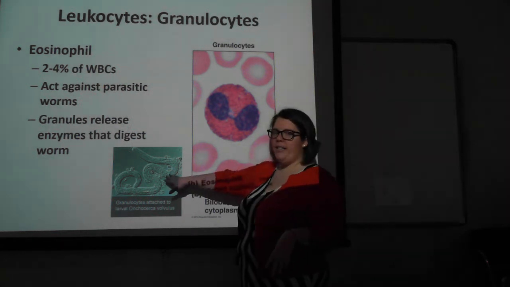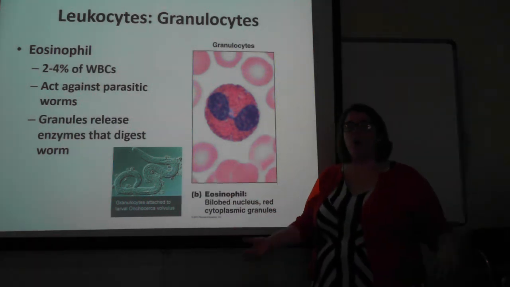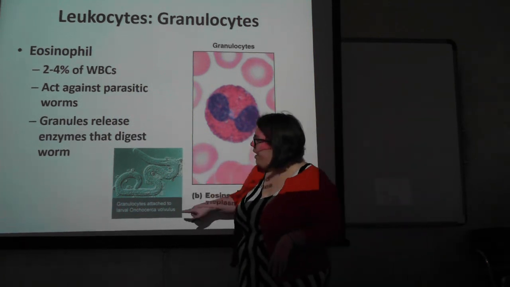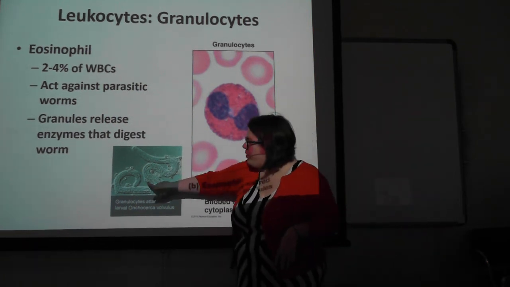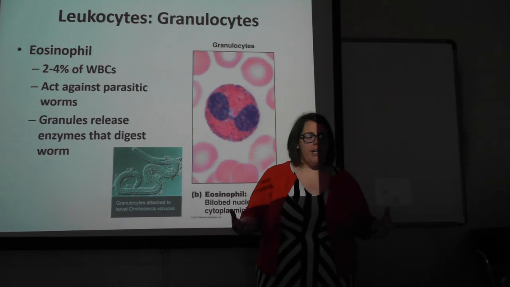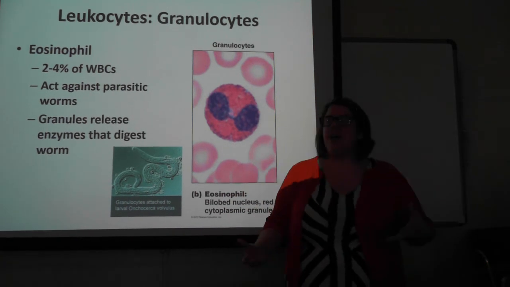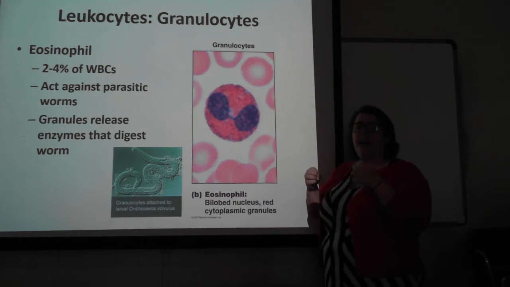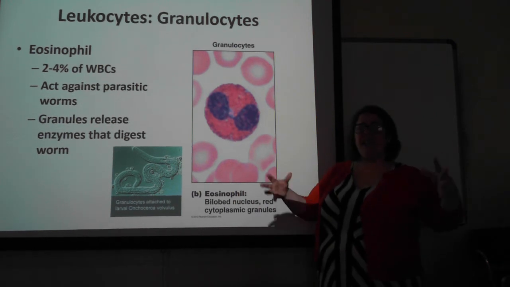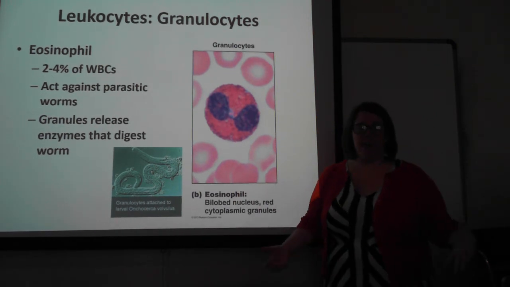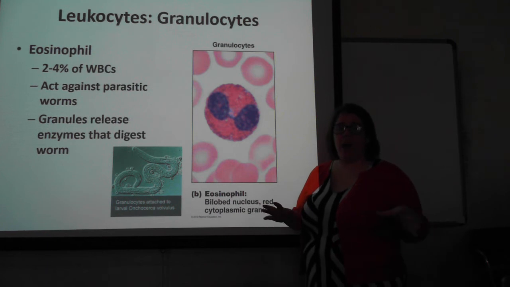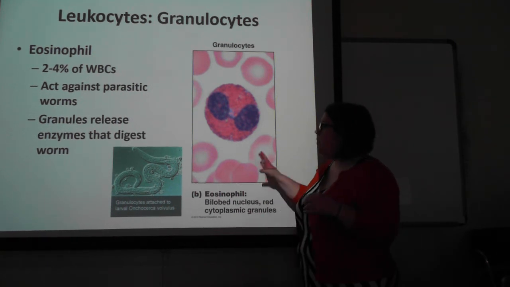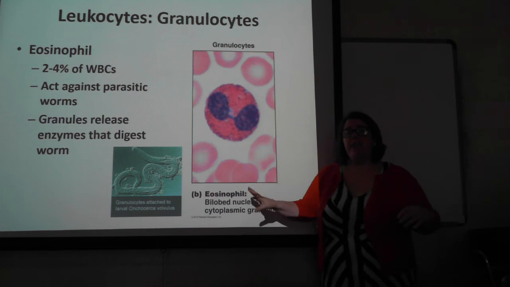Their target is parasitic worms. So this right here is a parasitic worm, and you can see that these small structures surrounding it are our eosinophils. And what they do is they gather around that parasitic worm and they release enzymes that actually dissolve the parasite. You honestly do not get much more metal or badass than that. So they have a very, very specific target.